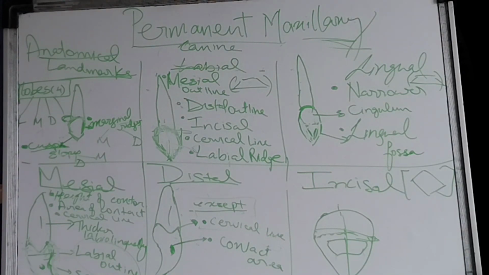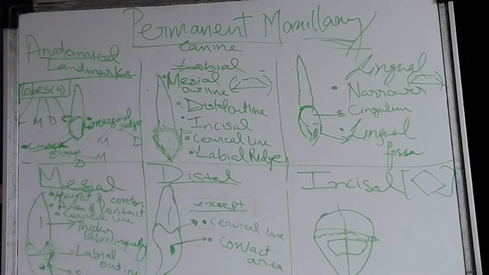So what point we see here, the distal contact area is more cervical, that means towards the cervix, than the mesial. This is one identification feature. We will discuss this in the next video, but let's just discuss the aspect.